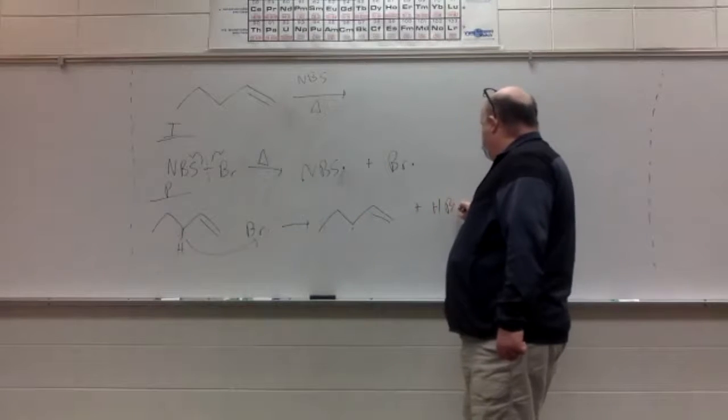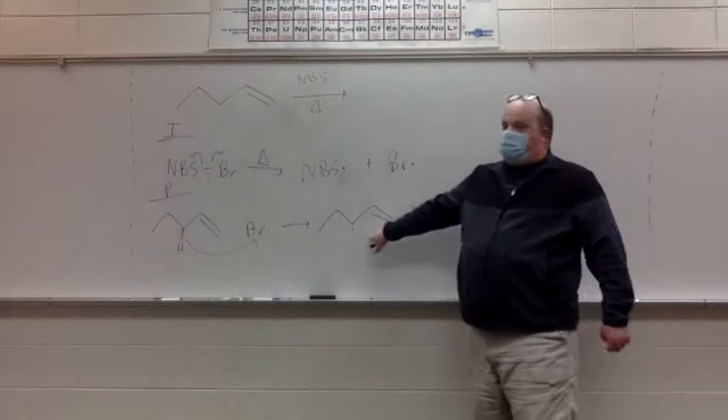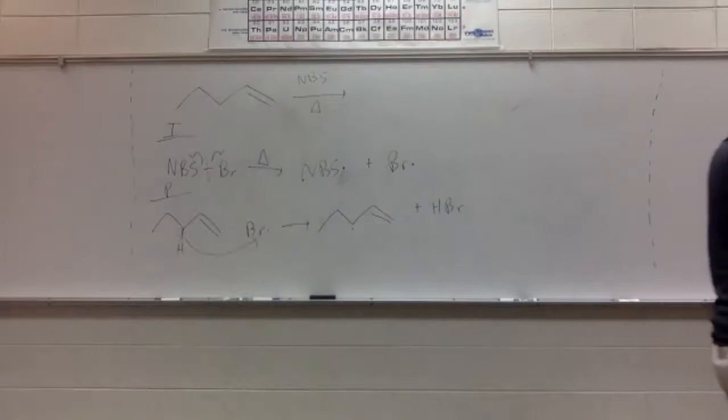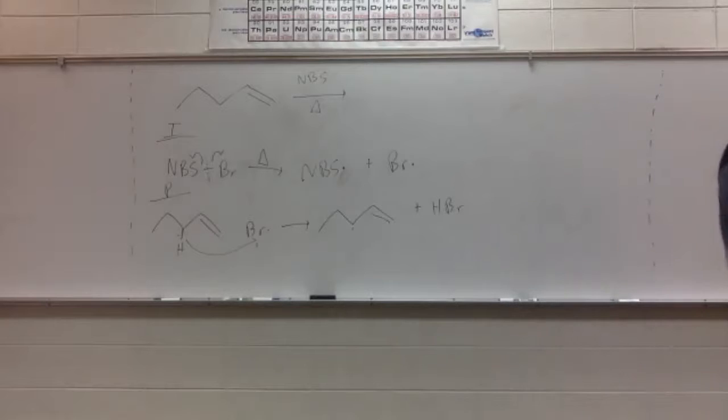So you're going to abstract an H radical and make HBr. That's a waste product. We don't care about it. And more importantly, you're going to make your allyl radical. Now, there's a couple of different things that can happen with this allyl radical. What's the most direct, easy thing to do with it? I'll remember.